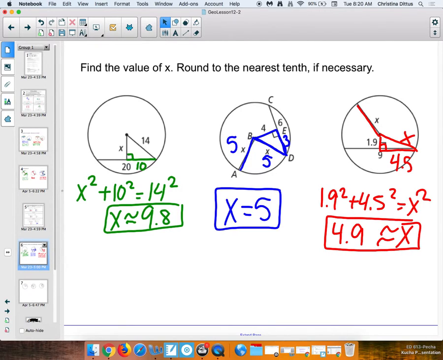So anytime you have a right angle, I would automatically try to make a right triangle. And a lot of times, I mean always, you're gonna have a radius as your hypotenuse. Okay. You're not convinced? No. It's math. Okay.